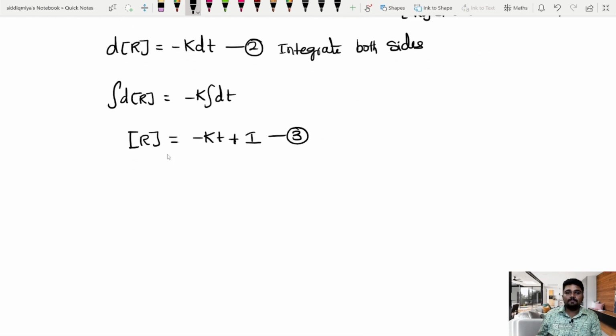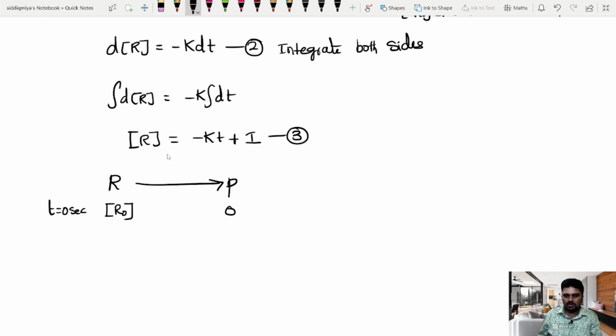Now see, in this equation 3 we are applying some conditions. Here reactants are converting into products, which means at time 0 seconds, the reaction has not yet started, so that concentration of R we can take as R naught.